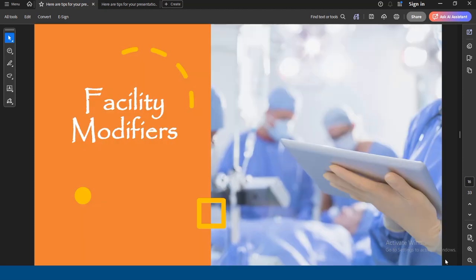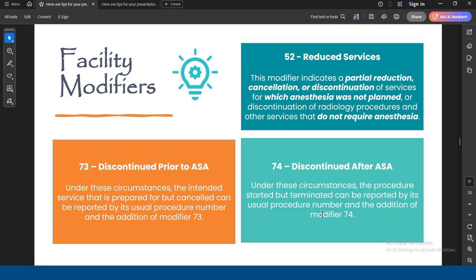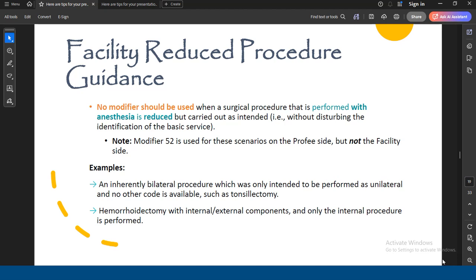Next we will see facility modifiers. 52 and 53 are professional modifiers, for reduced service as well as discontinued procedure. In the facility setting, we have 73 and 74 modifiers. 73 modifier is for discontinued procedure before the anesthesia, and 74 modifier is for discontinued procedure after the anesthesia. So in the facility setting, if the physician reduces the service, we will not use any modifier. So we need to use the complete code.